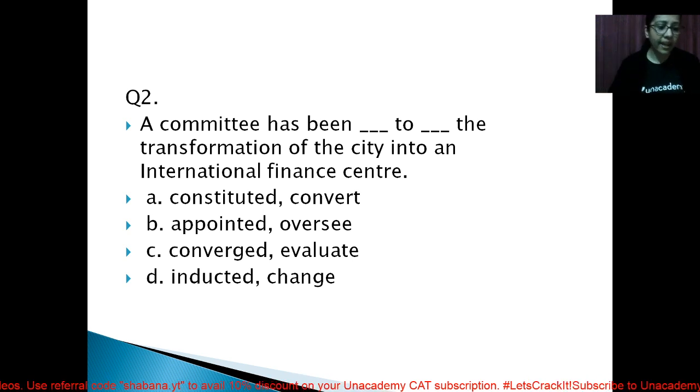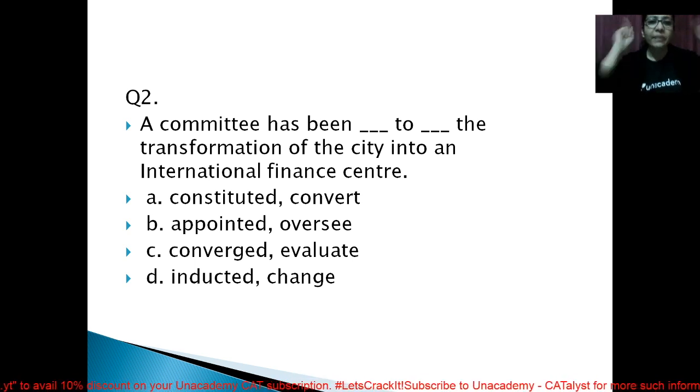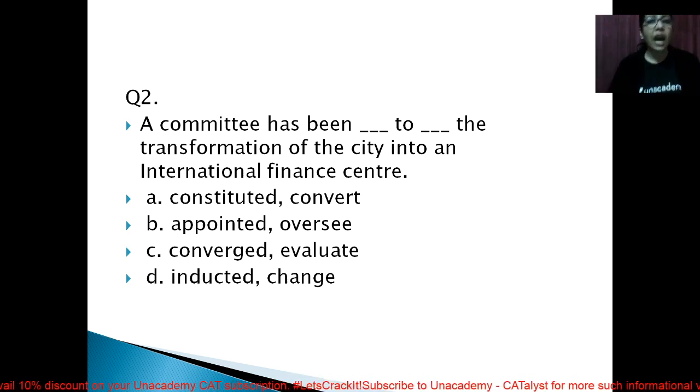Committee ko banaya gaya hai, committee bithaya gaya hai, Simran. Yes, Masira? Committee bithaya gaya hai kis liye? जो ट्रांसफॉर्मेशन का काम चल रहा है उसको ओवरसी करने के लिए. Fine, so the answer is number B. I hope you guys are convinced with my answer.